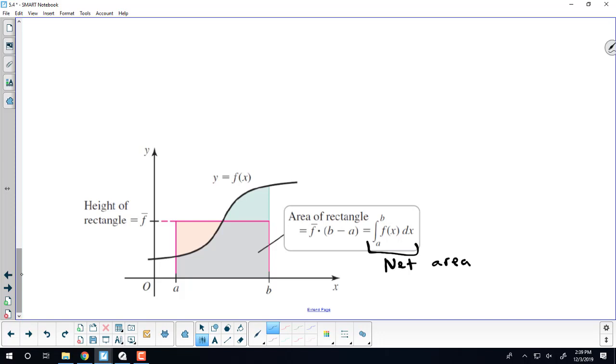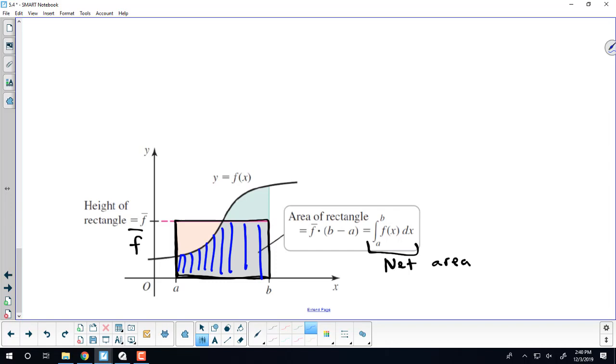If we take b minus a, it's just this length right here. So this is b minus a. The average value is just some y value, so this is f bar. Whatever this height is determined by f bar. So when we multiply f bar times b minus a, it just gives us the area of that rectangle. And what we're saying is that the area of this rectangle is the same thing as the area under the curve from a to b. So this area is the same thing as the area of that larger rectangle.